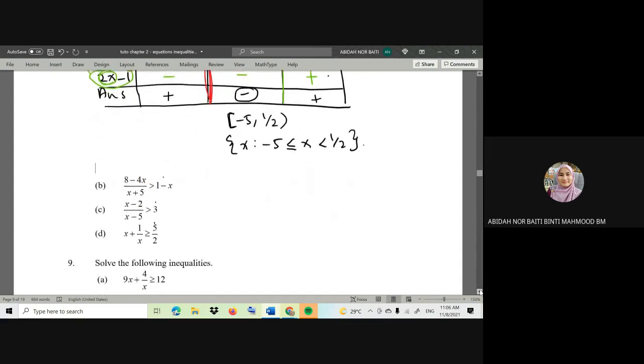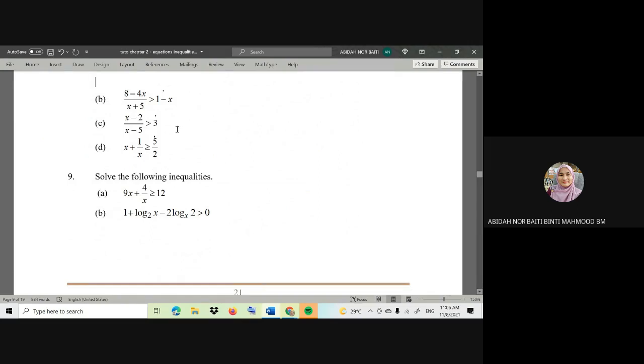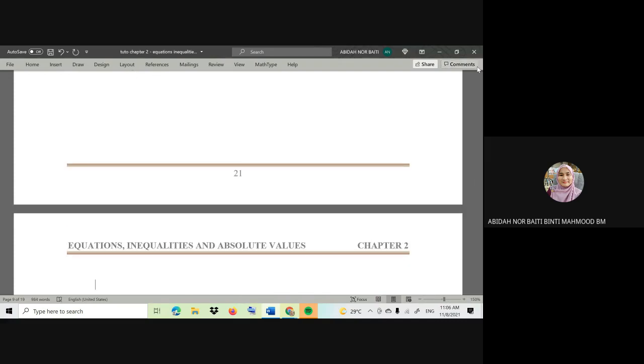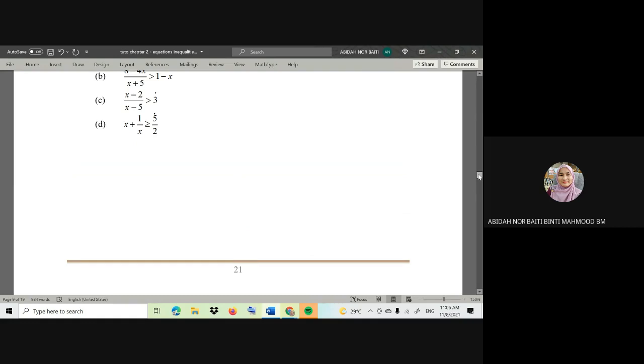So question B pun sama, you can try question B. Saya nak buat question D. Okay, B and C try ya. For question D, at your right side is not equal to 0, so you have to rearrange. So we rearrange, and we get 2x minus 5 over 2 greater equal 0.